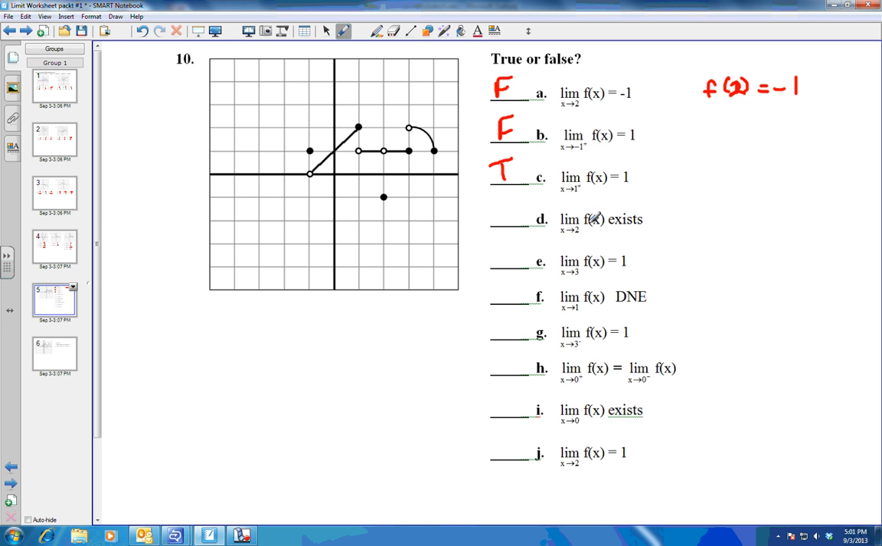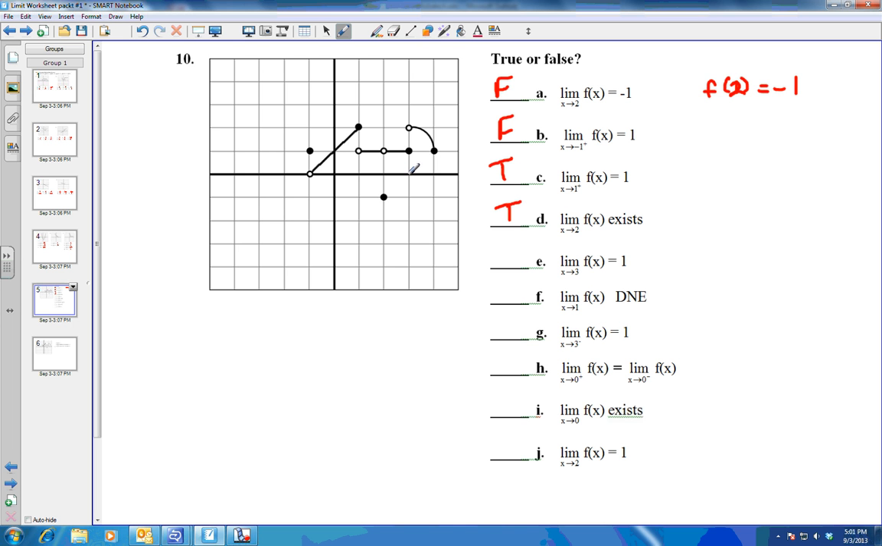The limit as x approaches 2 exists. So here's 2. I just have to make sure that as I'm coming in from the left and from the right, they're meeting around the same point. And they are. It's 1. So that is true.